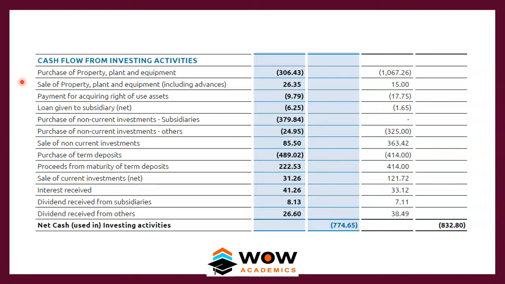So you could see here, purchase of property is a cash outflow, sale of property is a cash inflow, payment for acquiring the rights of use of an asset, something like a royalty. Okay, so that's a payment, so it's a negative cash. See, purchase of non-current asset, purchase of non-current investment, sale of non-current investment, purchase of term deposit.